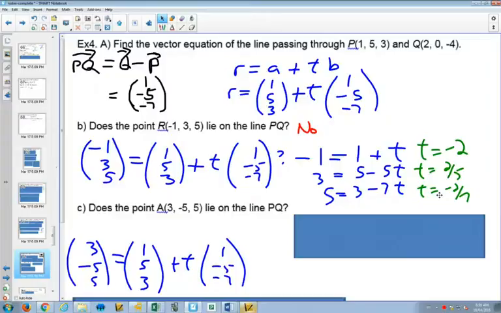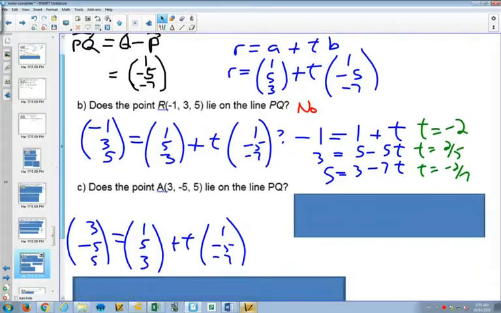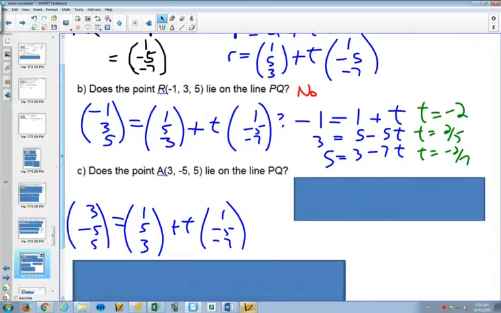So what's your guess for 3, negative 5, 5? Is it going to lie on the line or not? Gut feeling, before we solve it.